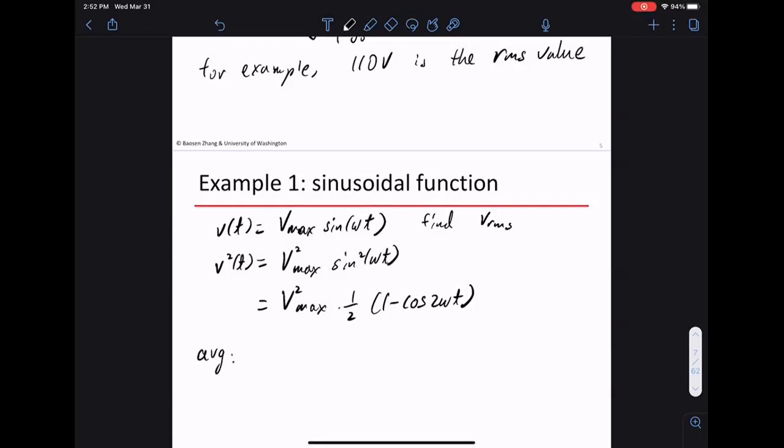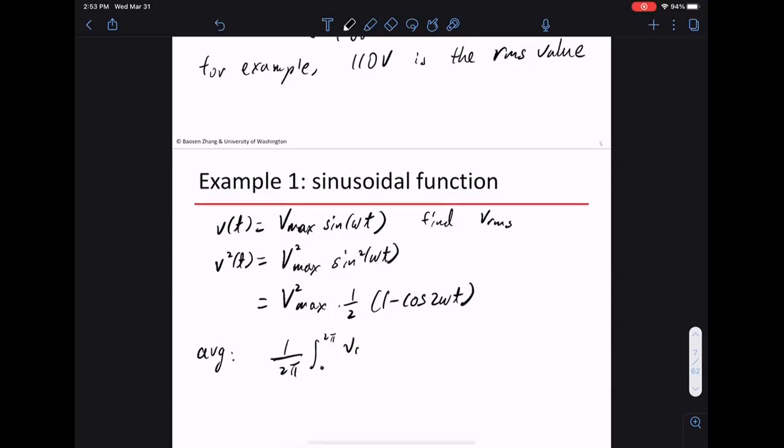For root mean square, we did the square. Now let's take the mean, or the average. To compute the average, it's easier to integrate over 2 pi. Since this function is periodic in the cosine with respect to 2 pi, we can pretend omega t is a variable by itself.